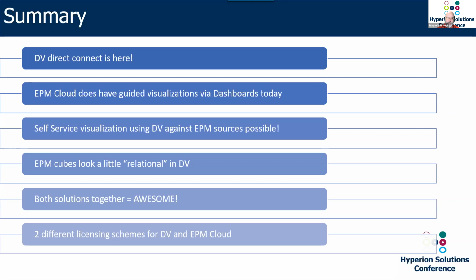The one thing that is a little bit different for most folks is that EPM Cube looks a little bit more relational in DV than the way you're used to working with it. But the neat thing is we've got two solutions now coming together, and it creates a great opportunity for users to drive deeper insights, create actionable intelligence, and give the data to the people where they need it, when they need it, and how they need it. But as we said earlier, there are two different licenses here, one for DV and one for EPM Cloud.